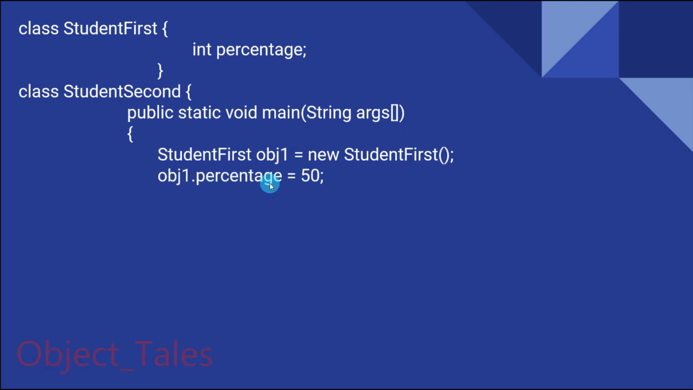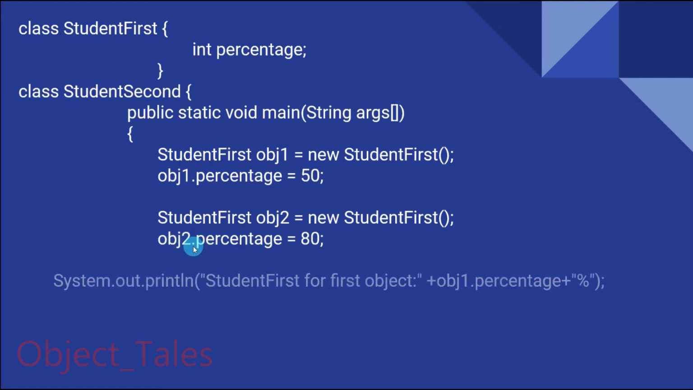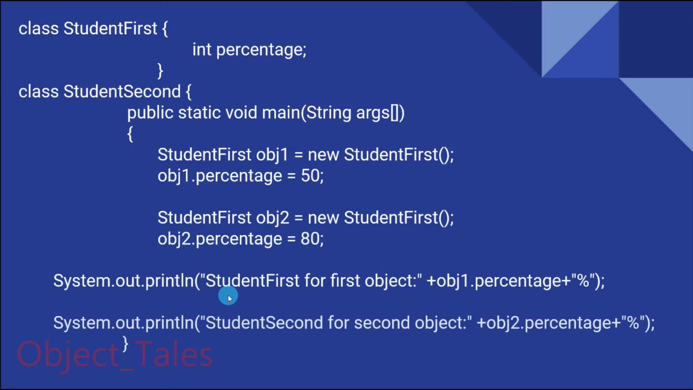I'm doing the same twice. I'm creating one more object, then assigning 80 to that variable of the object by using the dot operator here. Now I'll just print it. I print student first for the first object, using the plus operator, and I will print it here with percentage also. Now I will show you how it is done.